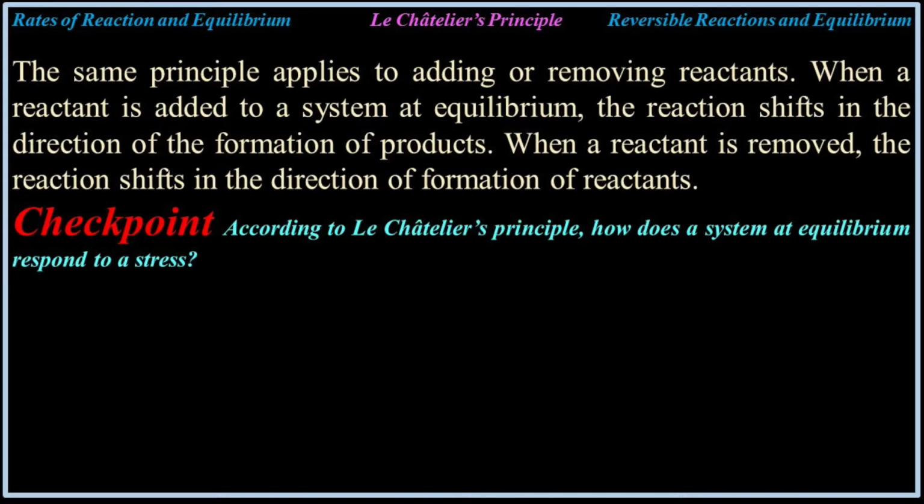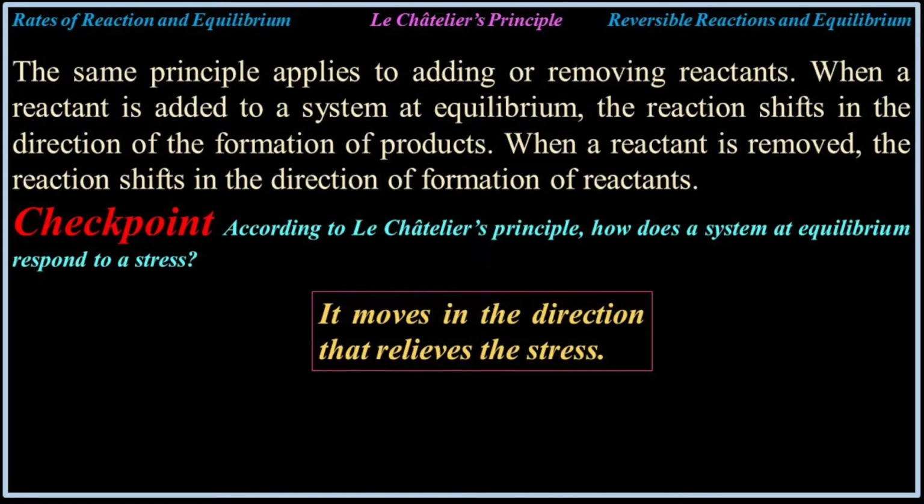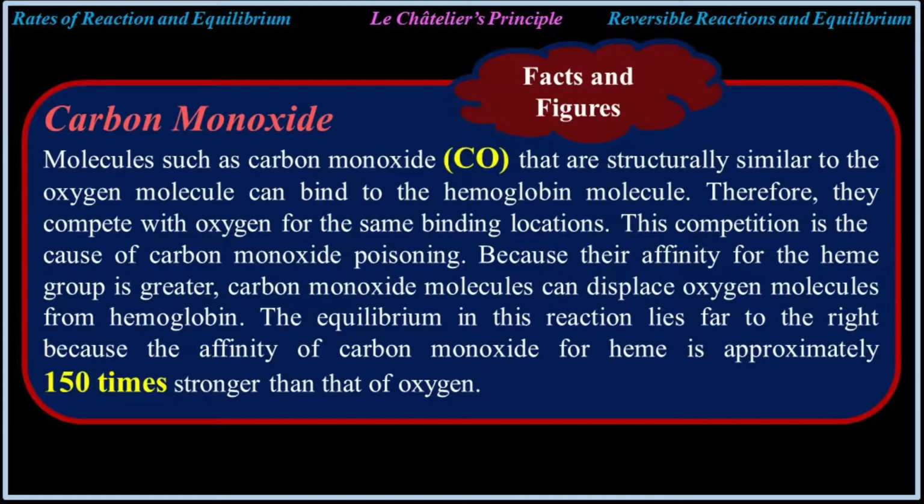Checkpoint. According to Le Chatelier's principle, how does a system at equilibrium respond to a stress? It moves in the direction that relieves the stress. You remember, if I produce a precipitate, I'm going to push the reaction in the direction of the precipitate. What does that have to do with this?